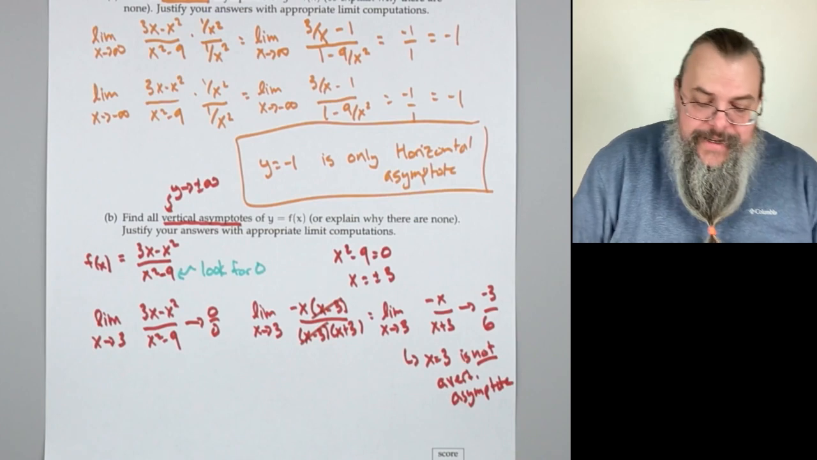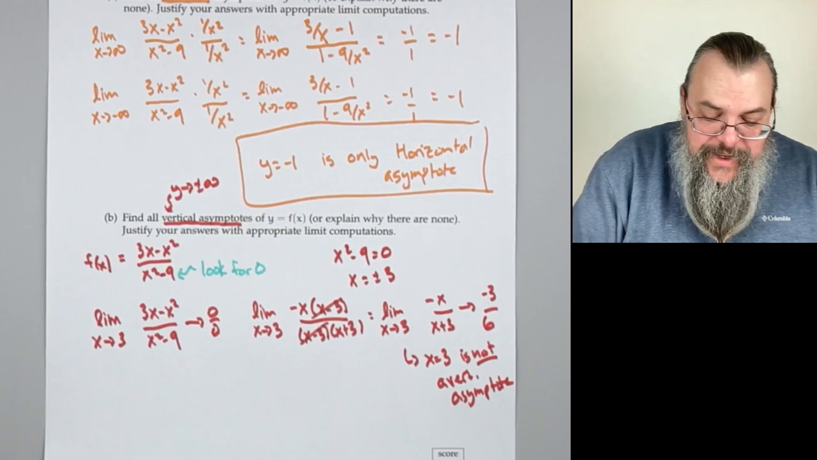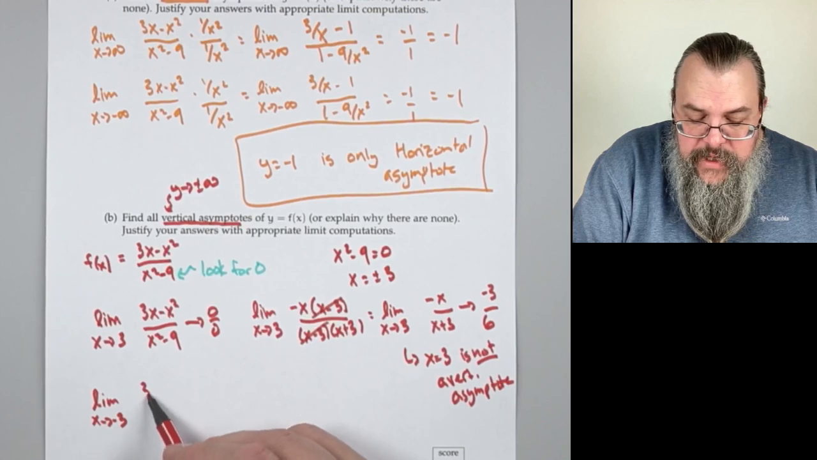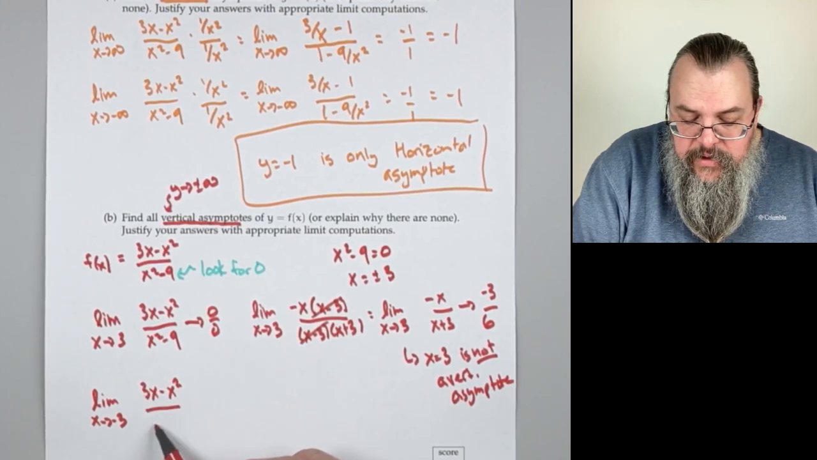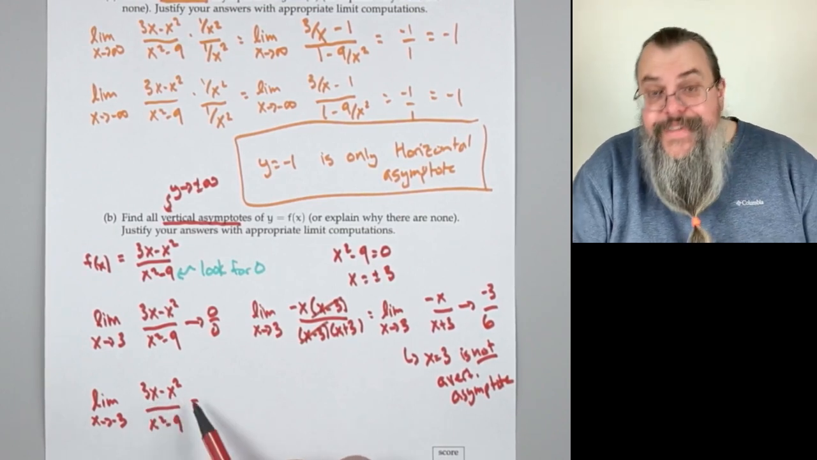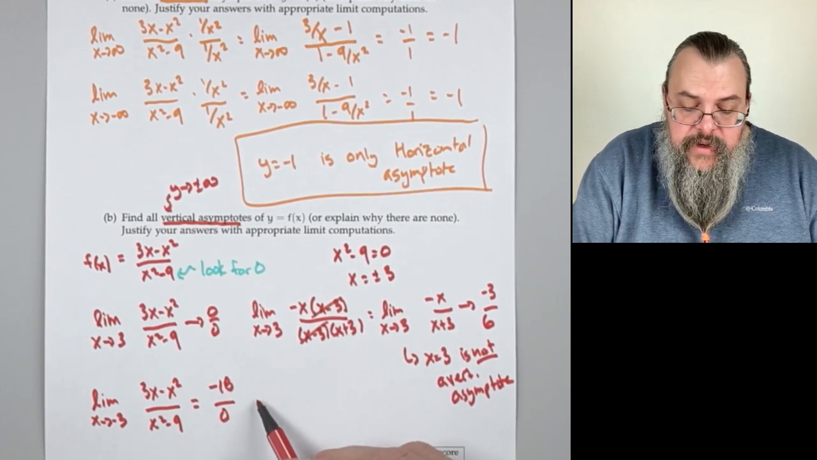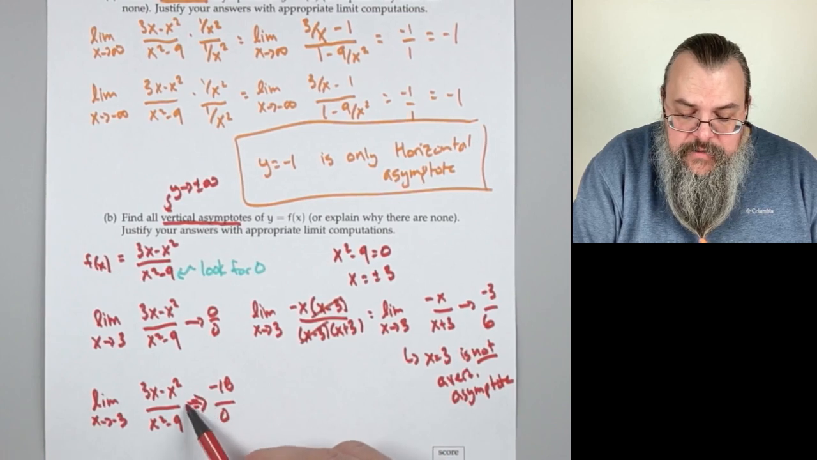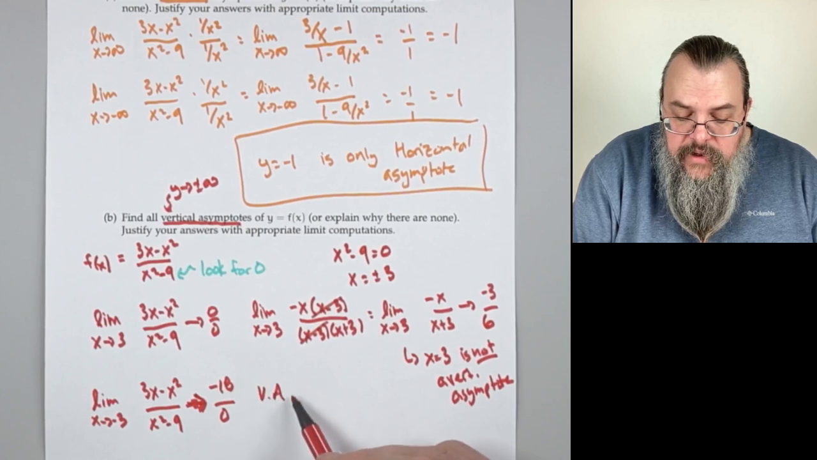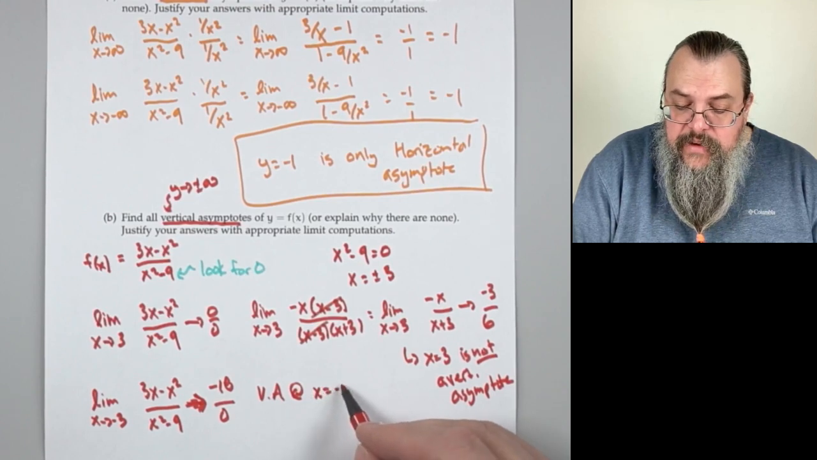Now, what about negative 3? Okay, yeah, we still have to check that one too. So the limit as x goes to negative 3 of 3x minus x squared over x squared minus 9. So that'd be minus 18 over 0. Sorry, I should put an arrow here, not an equals. And that means vertical asymptote. If you have a number over 0, it's a vertical asymptote. So there is a vertical asymptote at x equals negative 3.